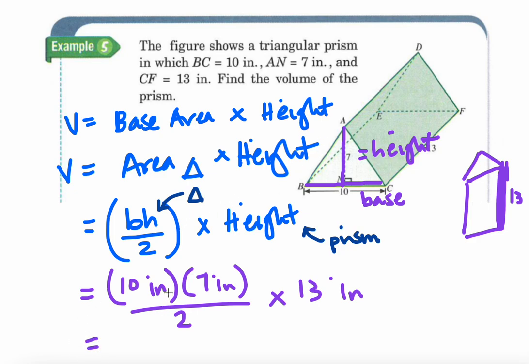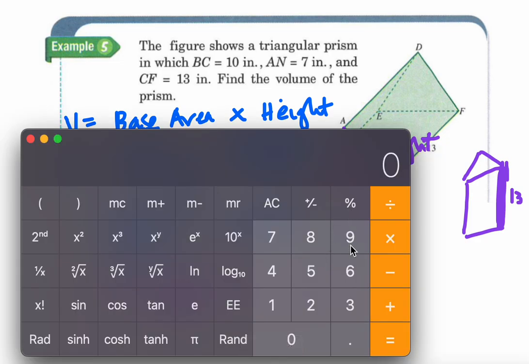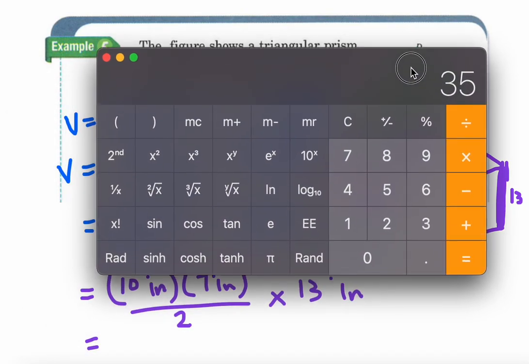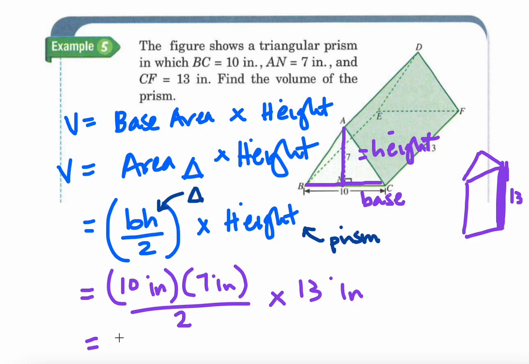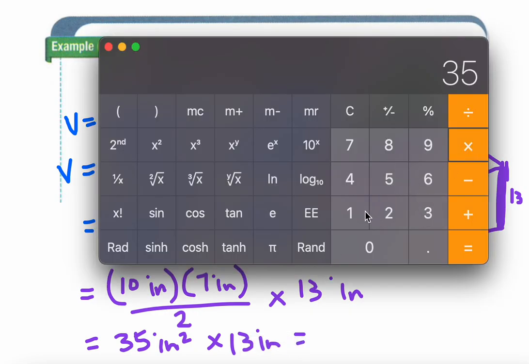Okay, now we multiply. 10 times 7 is 70. 70 divided by 2 is 35. So your answer will be whatever 35 times 13 inches will be. Oh wait, but this was 35 inches squared because it's inch times inch. So now we have 35 inches squared times 13 inches. So 35 times 13, 455.